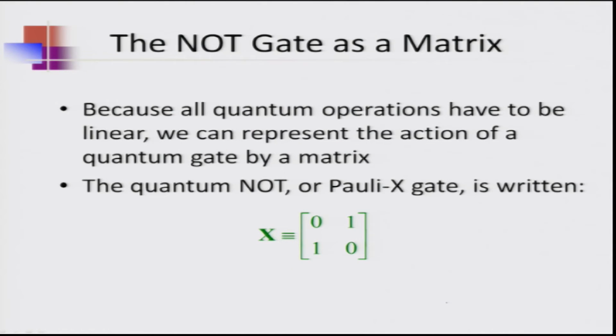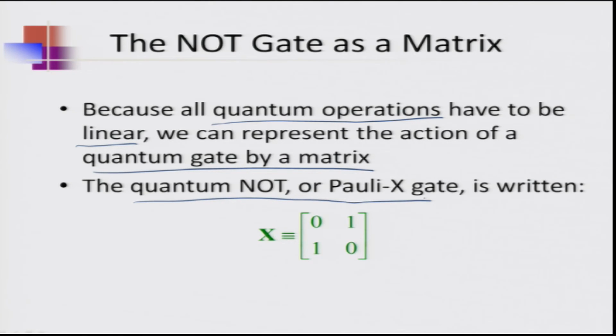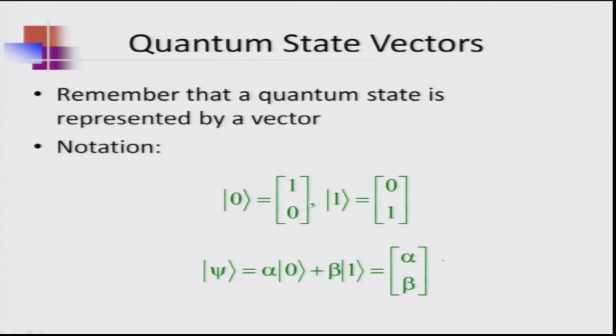Now, how do you get that? So, this is the logic behind why you have a matrix for a quantum gate. The logic being that the quantum operations have to be linear, right. So, we can represent the action of a quantum gate by a matrix. The quantum NOT gate, also known as the Pauli X gate, is written in this form. The X is equal to a matrix which is [0 1; 1 0]. So, here is the way it works.